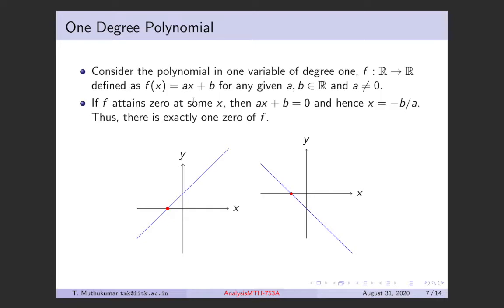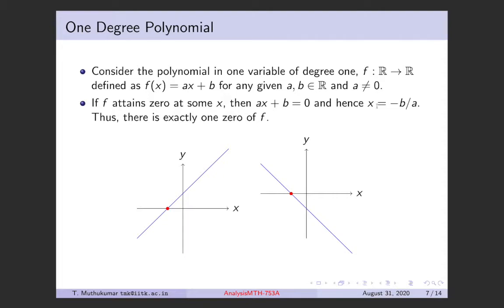1-degree polynomials are always lines, right? They are actually linear functions, or what are called affine maps or linear maps. When b is 0, it's a linear map, otherwise it's an affine map. So this has exactly 1 zero because it's a monotonically increasing or decreasing function. It's going to intersect the x-axis at exactly 1 point. So a 1-degree polynomial has precisely 1 zero. We had seen that a 0-degree polynomial except the 0 function has no zero. So a 0-degree polynomial has no zero, and a 1-degree polynomial has exactly 1 zero from what we have computed here.